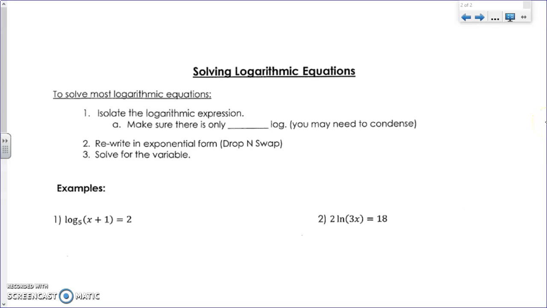All right, we're going to talk about solving logarithmic equations. To solve most logarithmic equations, you're going to isolate the logarithmic expression, the expression with the log. Make sure there is only one log, so you can't have more than one on each side. You may need to condense, rewrite in exponential form, so we're going to do that drop and swap, solve for the variable.